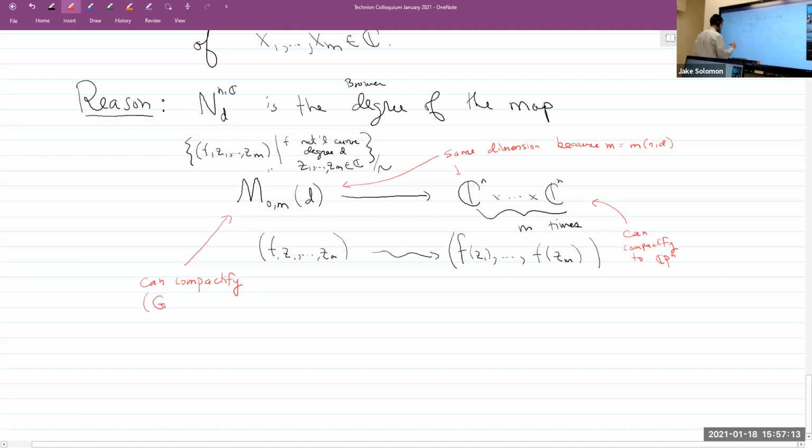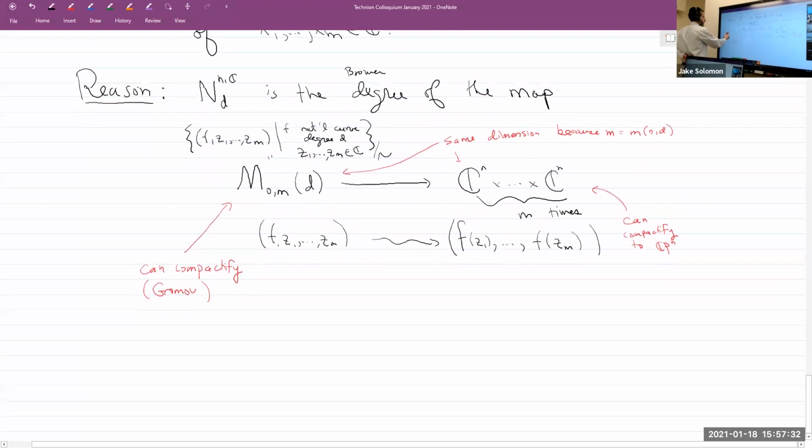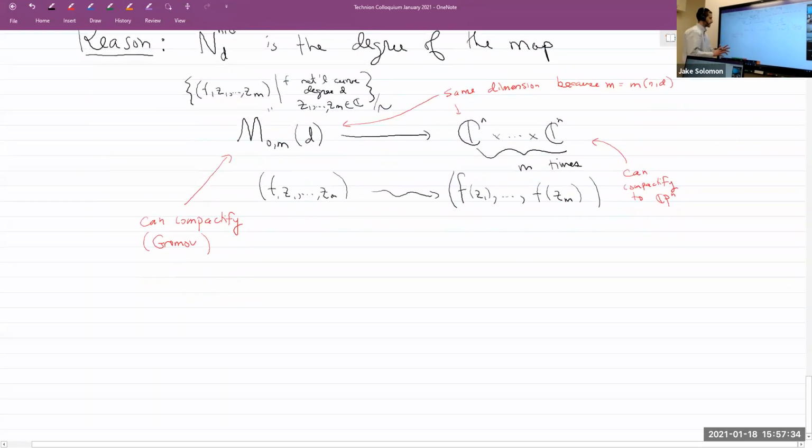This is kind of Gromov compactness, if you wish. And these spaces, when you compactify, they are all nice and orientable and smooth and so on and so forth. All right, so then you can look at the degree of this map, and it's well defined as a topological invariant. It doesn't have anything to do with which points you choose.